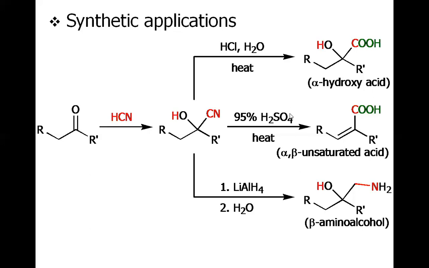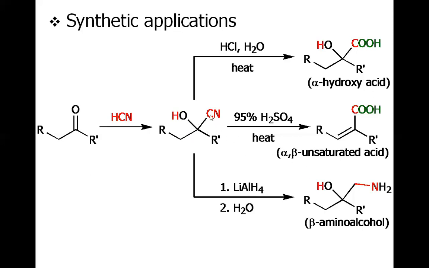We may also have the removal of water molecule from here. This OH will be protonated, and then this beta hydrogen will be abstracted, and we have the double bond here, and this cyanide will hydrolyze. So overall we may have the alpha beta unsaturated acid from this cyanohydrin.